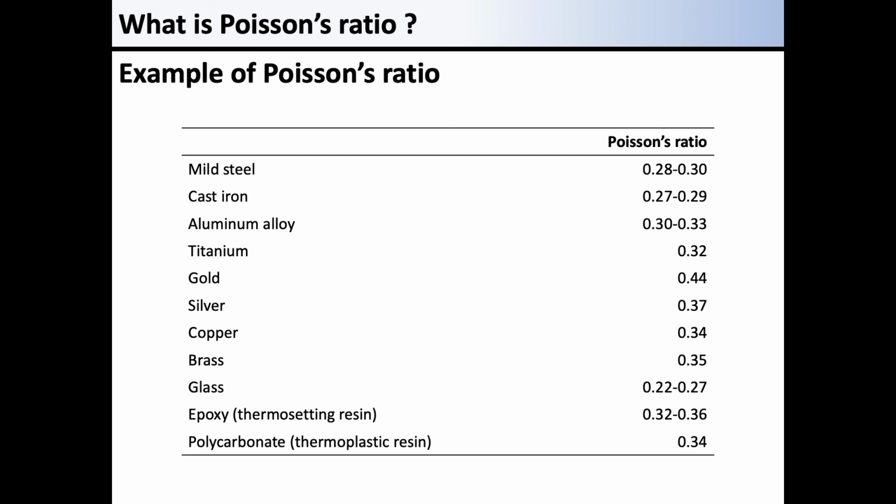Be noted that you should not use 0.3 for any kind of materials. For many materials, you can find the value in the catalogs of the material. If you can't find the value, you have to state the Poisson's ratio that you used. You need to be careful about this.